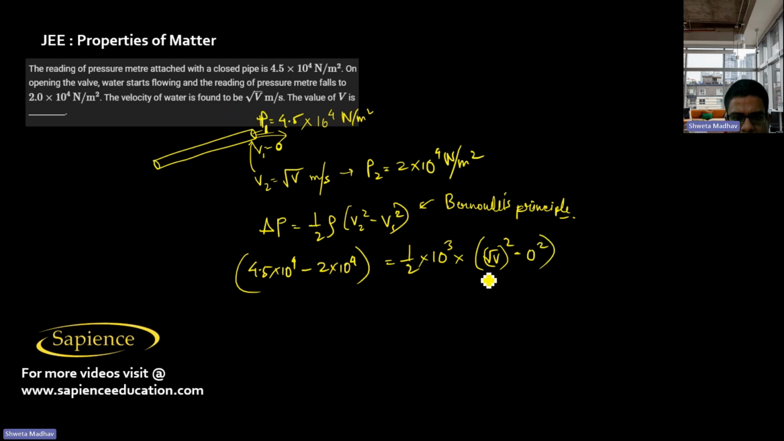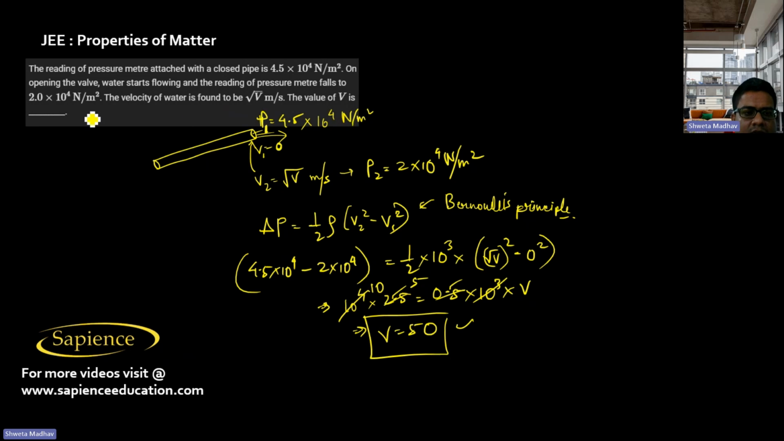So now we have to find. From here we can see that 10 power 4 I can take as common, and then this would be 10 power 4 into 4.5 minus 2, so 2.5, that is equal to 0.5, half, into 10 power 3 into V. So 10 power 3, then this will cancel, 10 will come. So 0.5, I can remove the 5, so 25. So V will be equal to 50. So the value of V is 50.